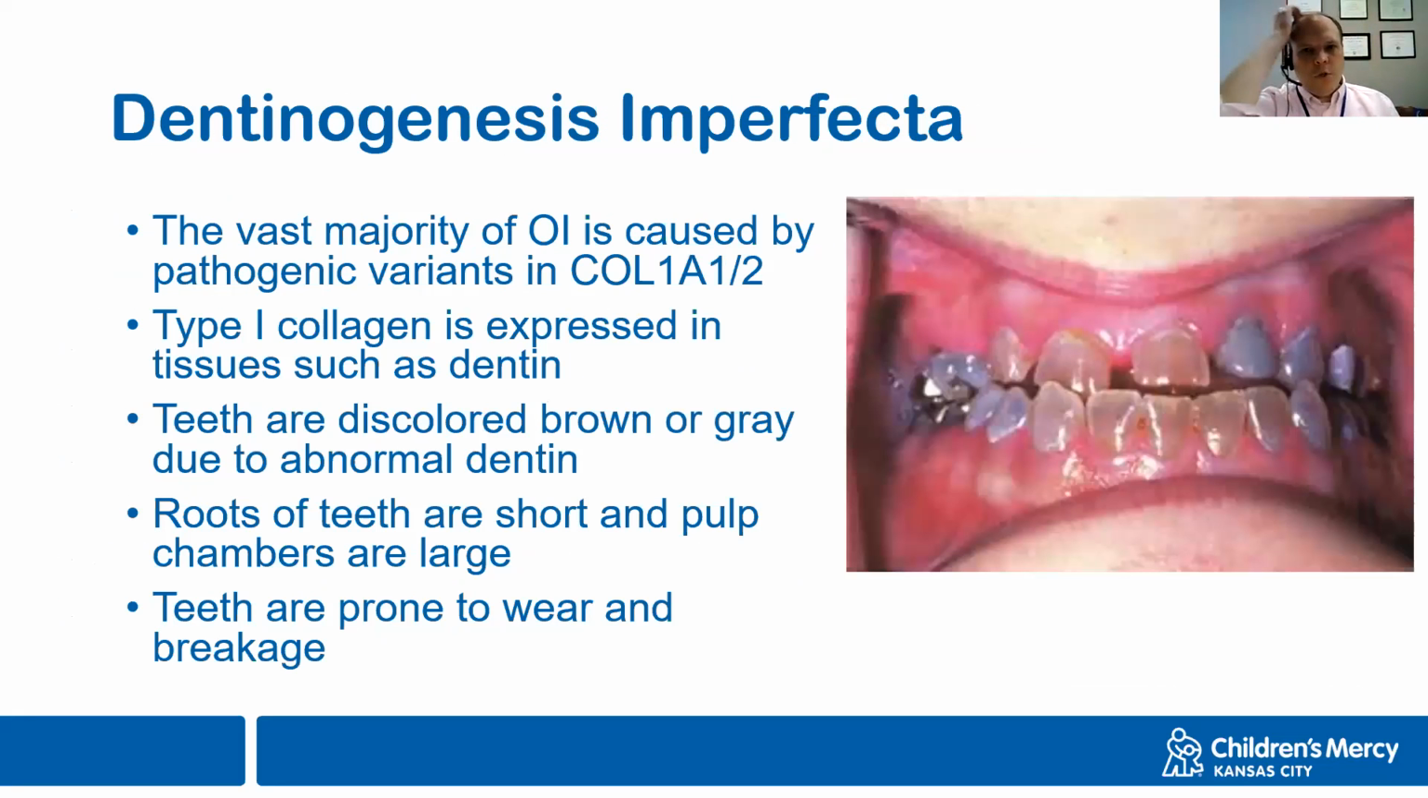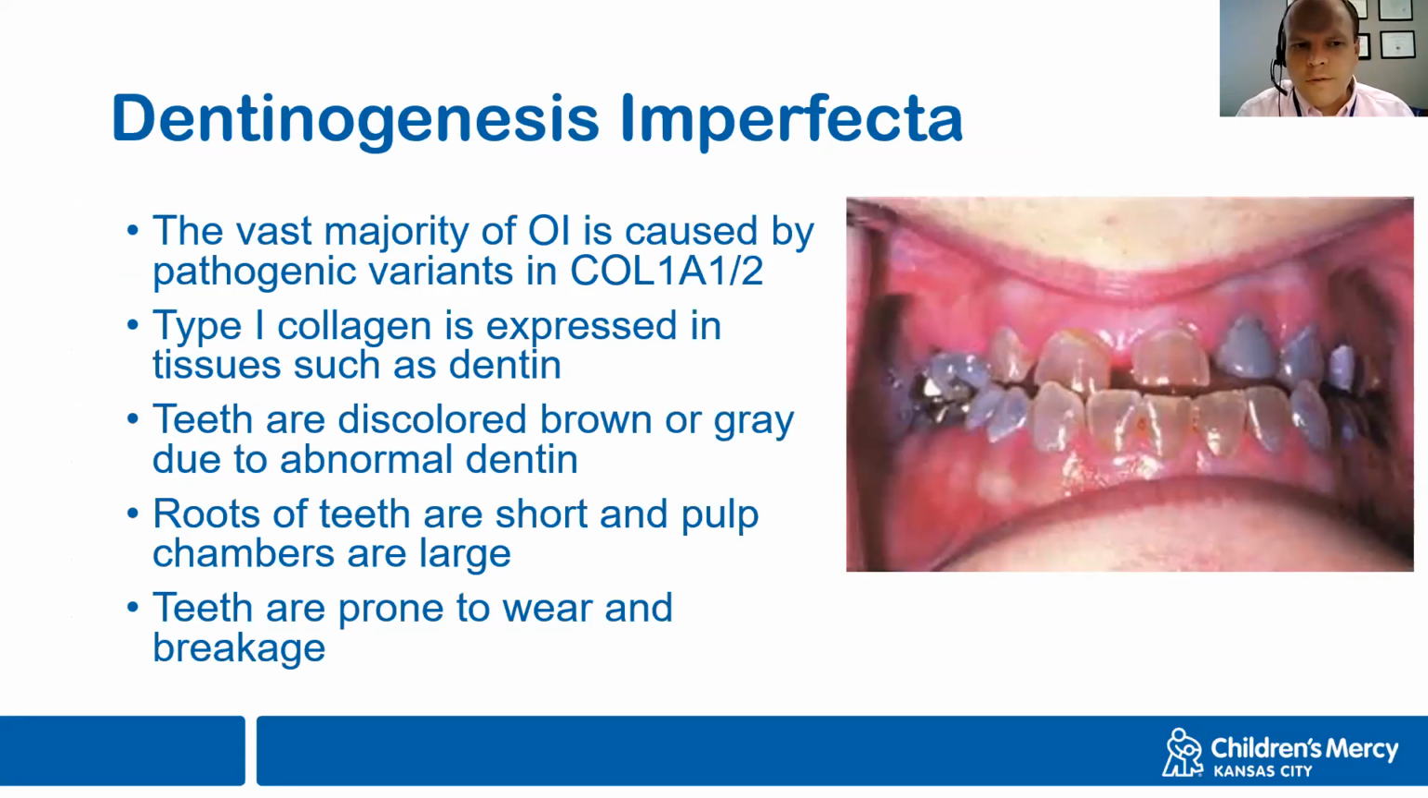So let's talk just a little bit about Dentinogenesis Imperfecta. This is a relatively common dental finding in people with OI, noting that it's more common in those patients who have procollagen variants compared to some other variants in different genes that still recognizably cause OI, but are not things that we would typically associate with DI. Type 1 collagen is expressed in tissues like dentin, and this results in discoloration of the teeth that are kind of a brown or gray color.